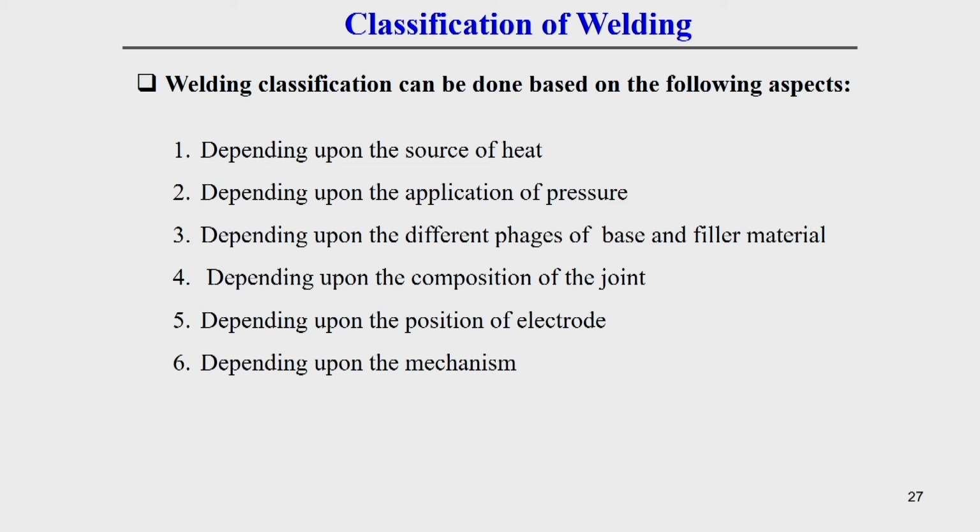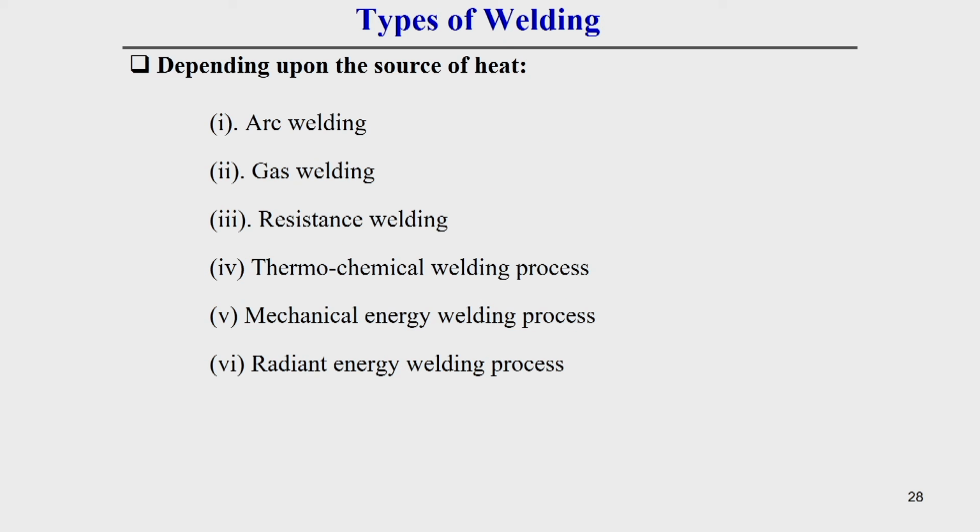Now, classification of welding can be done based on the following different aspects. Here I am showing 6 major aspects generally followed for welding classification, which generally we can classify depending upon the source of heat, it can be depending upon the application of pressure, it can be depending upon the different phases of base and filler material, it can be depending upon the composition of joint, it can be depending upon the position of electrode, and finally it can be depending upon the mechanism. So, one by one of this classification I will describe in detail in next slides.